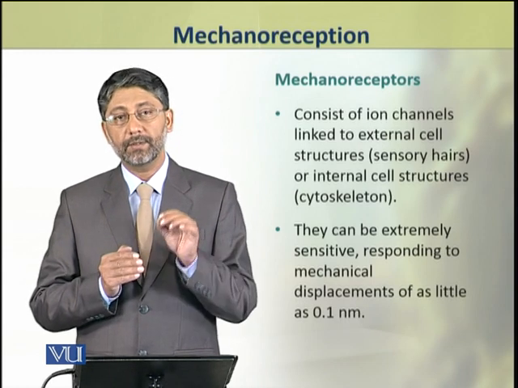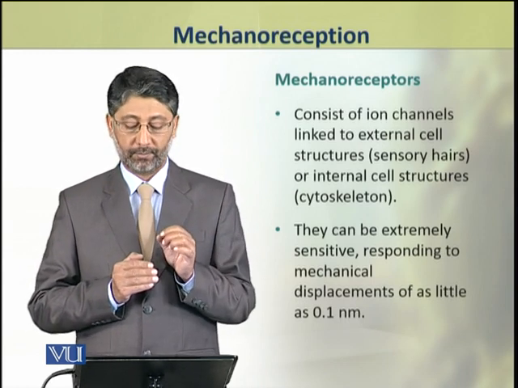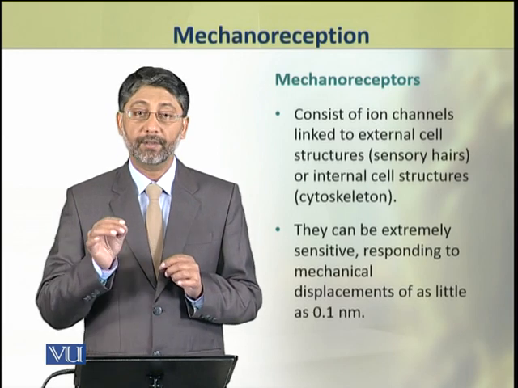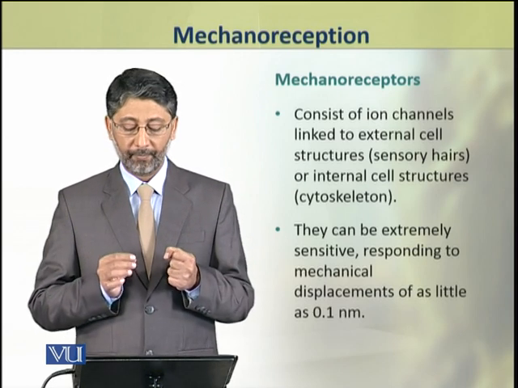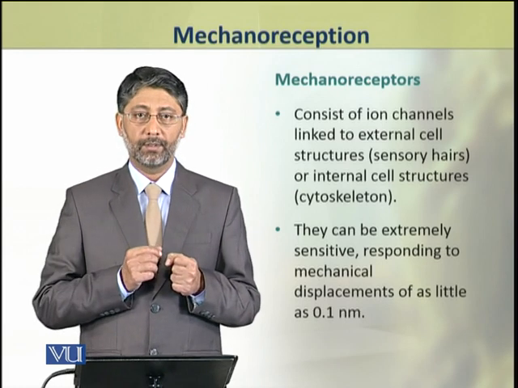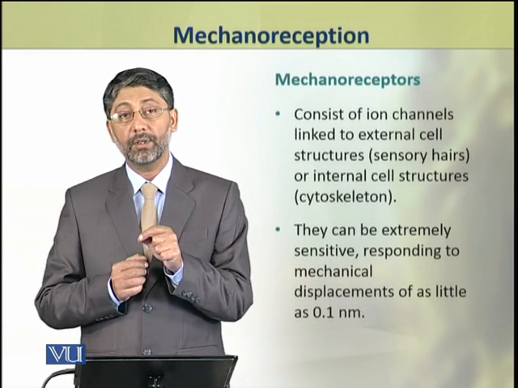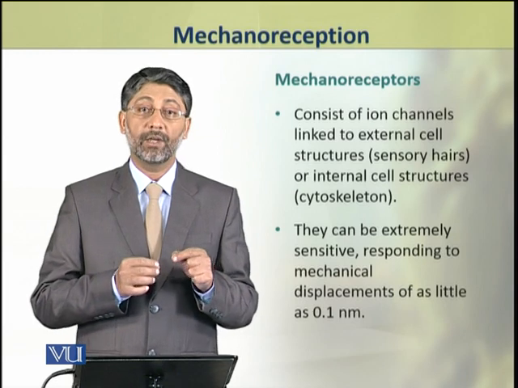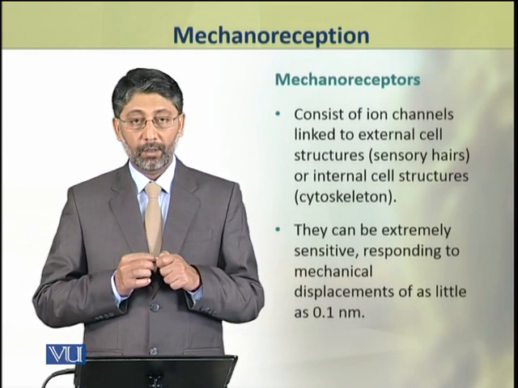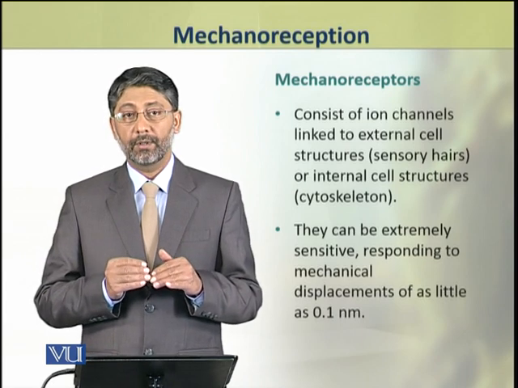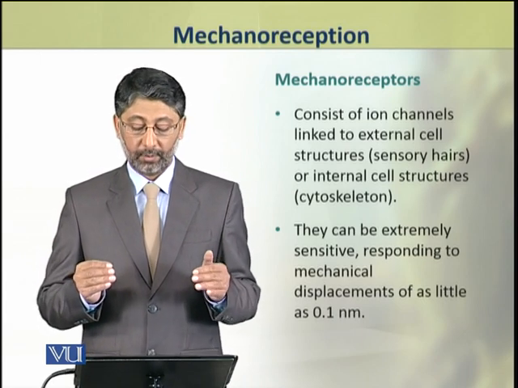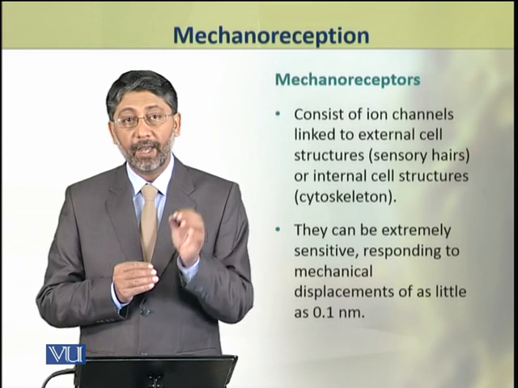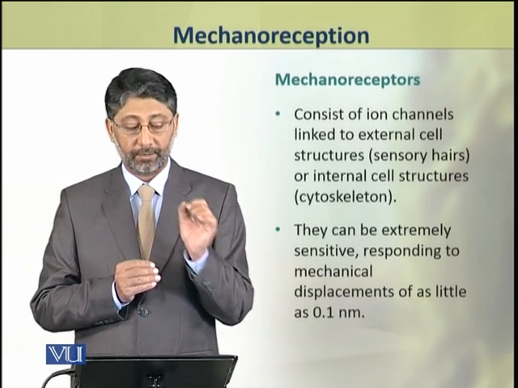These mechanoreceptors consist of ion channel proteins. These ion channel proteins are linked to some type of external structures, for example, cilia or sensory hairs, or these are associated with some type of internal structure that can be stretched, that is the cytoskeleton. These mechanoreceptors can be highly sensitive. They can respond to a physical displacement of as little as 0.1 nanometer.